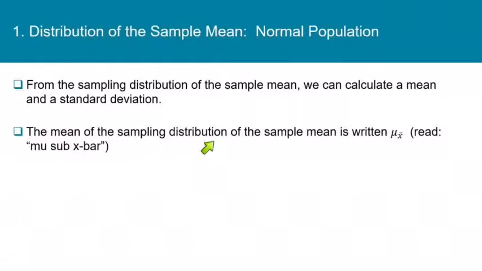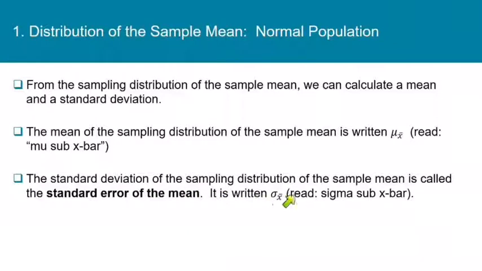Now the mean of the sampling distribution of the sample mean is written mu sub x bar. That's a mu with a subscript of x bar. You already know the population mean is written mu. Now the subscript of x bar is so that we don't get confused whether we're talking about the mean of the population or the mean of the sampling distribution. And the standard deviation of the sampling distribution of the sample mean is called the standard error, and it's written as sigma subscript x bar, and we usually just say sigma sub x bar. So again, mu sub x bar is the mean of the sampling distribution of the sample mean, and sigma sub x bar is the standard deviation of the sampling distribution of the sample mean. But instead of saying standard deviation of the sampling distribution of the sample mean, which is quite a mouthful, we just call it the standard error.